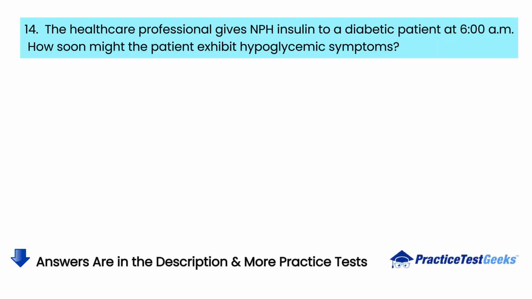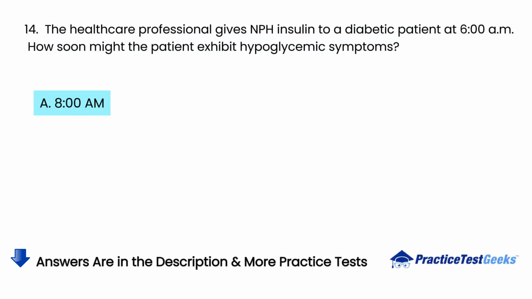The healthcare professional gives NPH insulin to a diabetic patient at 6 a.m. How soon might the patient exhibit hypoglycemic symptoms? A. 8 a.m. B. 7 a.m. C. 9 a.m. D. 10 a.m.